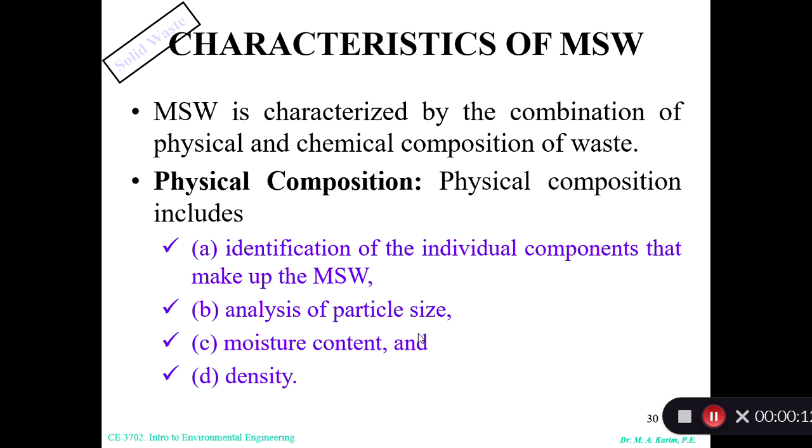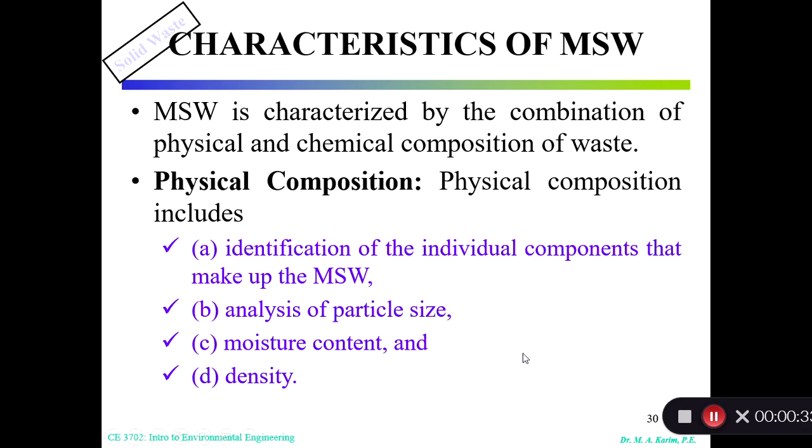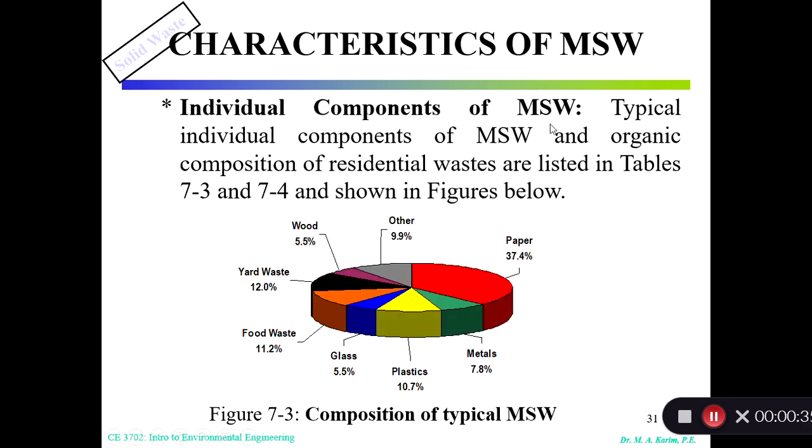The characteristics of MSW. MSW is characterized by a combination of physical and chemical composition of the waste. So here are some of the physical composition. Identification of the individual components that make up MSW is part of it. Analysis of particle size, moisture content, and density. Some of those we'll discuss in more detail, some of those just a little bit. So here are the individual components of MSW.